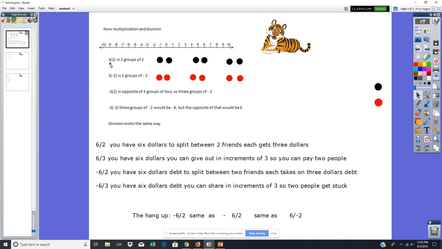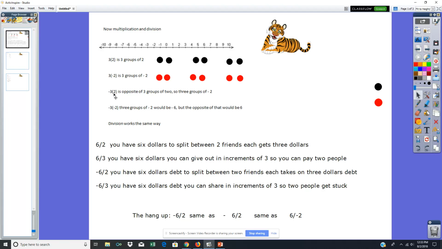Notice that 3 times 2 here is written as 3(2). That is often the way you will see multiplication in higher levels of math grades. So 3(2), nothing in between, indicates 3 times 2. Well, this is 3 groups of 2. 1 group, 2 groups, 3 groups: 2, 4, 6. 3 times 2 is 6. 3 times the opposite of 2 is 3 groups of the opposite of 2, or 3 groups of negative 2, which would be a negative 6.